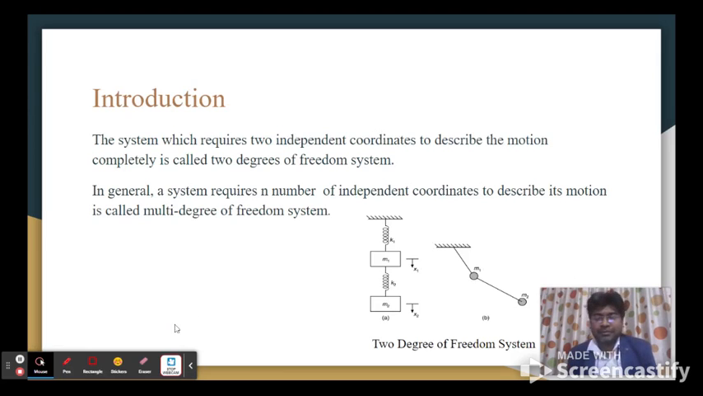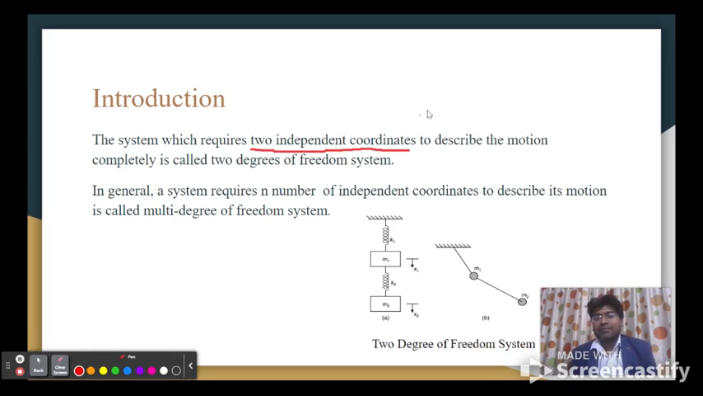Now in the introduction, see what is happening here. Previously we were dealing with the 1 degree of freedom system, in which only one coordinate was necessary. Now in this lecture we are dealing with 2 degree of freedom system, so two independent coordinates are necessary to describe the motion completely.